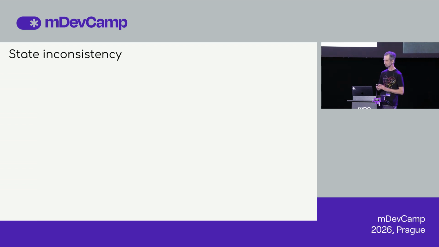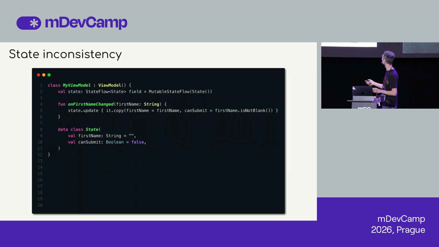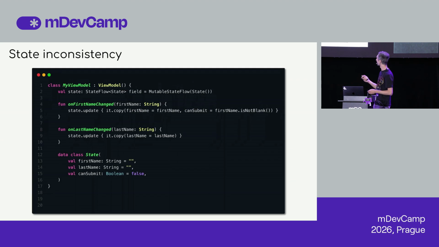There's also possible state inconsistency when you have multiple fields in your state. Let's say in this simple example, we have first name in our state, and there is also a canSubmit flag. The user may fill in the first name, and once the canSubmit flag is true, the user might click the button, and it sends the first name to the server, let's say. But later, you may want to add another field to your state, let's say last name, and you have to keep in mind that the canSubmit flag must be consistent.